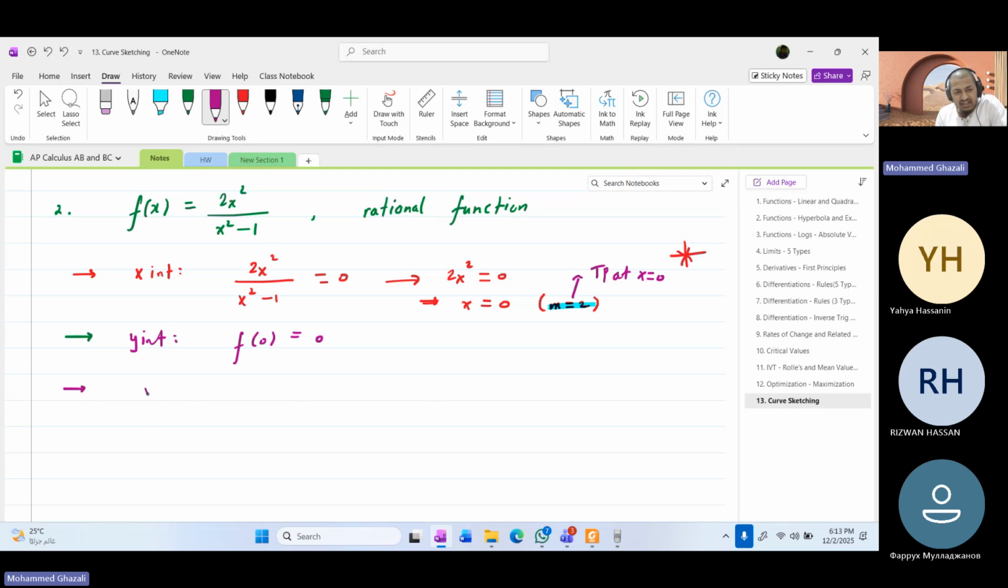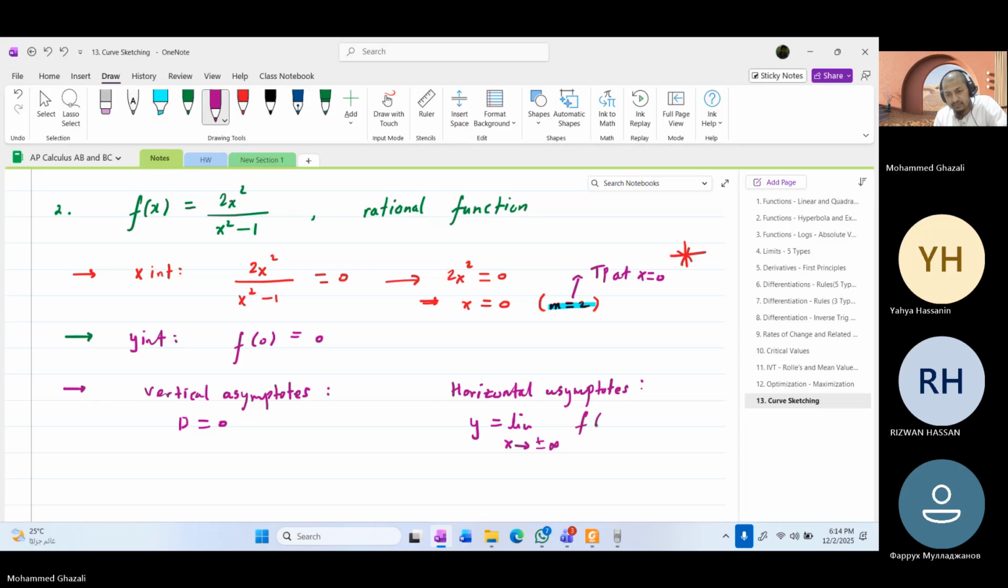Let's find the vertical asymptotes, and let's find the horizontal asymptotes. For the vertical asymptote, remember the denominator needs to be 0. For the horizontal asymptote, the formula is the limit as x approaches plus or minus infinity of f of x. Now let's substitute and solve. Denominator is equal to 0.